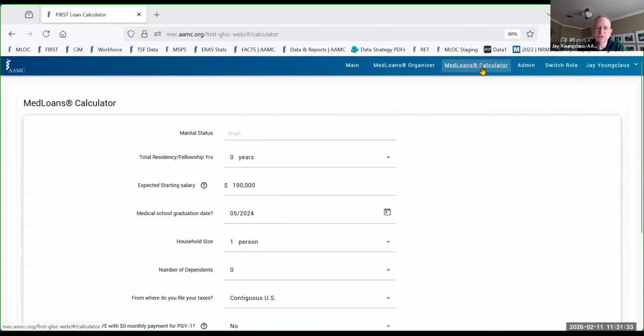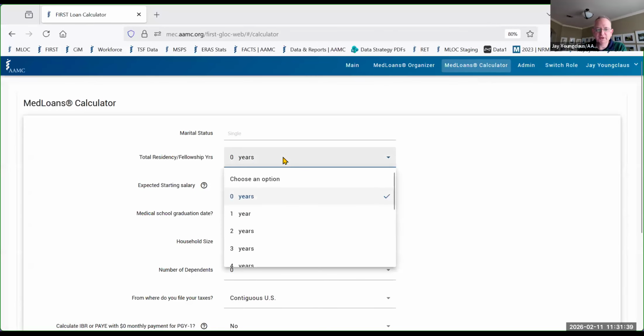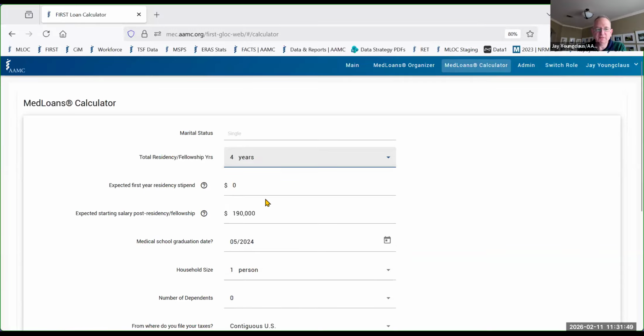Next, we're going to jump over to the calculator. And this is where the medical student pathway really comes into play. So first step, of course, is how long is your residency? And again, I'm just going to do a straight up baseline Dr. Median type scenario. So we'll do, say, a 4-year residency.